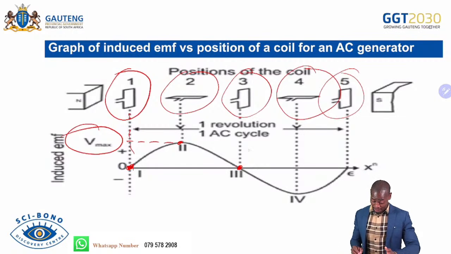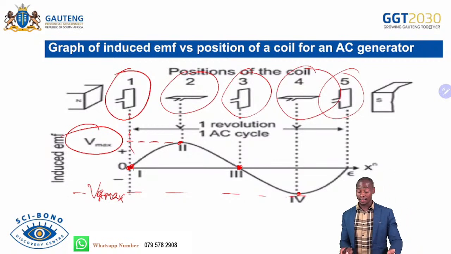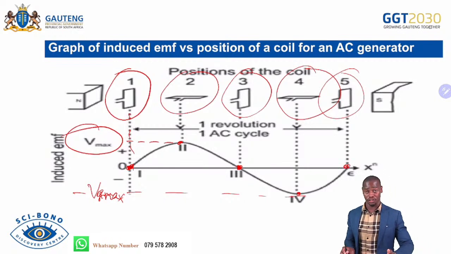So then number 3, you are having vertical position, 0 EMF. Number 4, horizontal position, maximum EMF, but now in the opposite direction. So we are having negative V max. But with this negative, we are not saying EMF is negative, but we are saying EMF has changed direction. So this is going to be the opposite direction. Then position E, that is vertical position, all right?